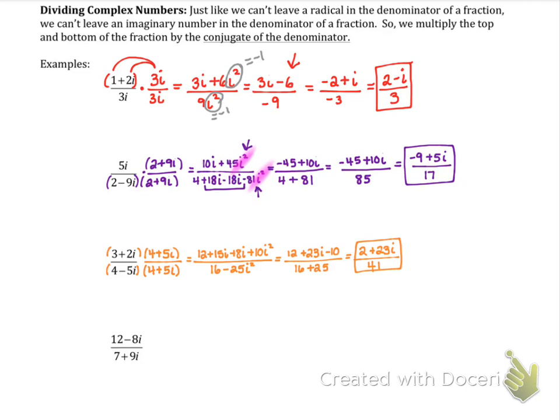All right, last example for the day. I'm going to multiply by the conjugate. If you feel like you can do this on your own, pause the video and then we can go from there.